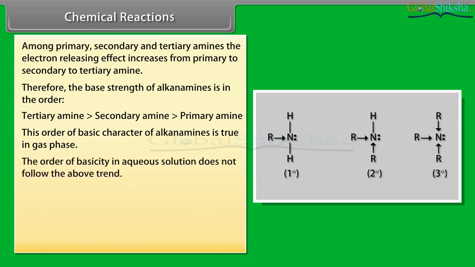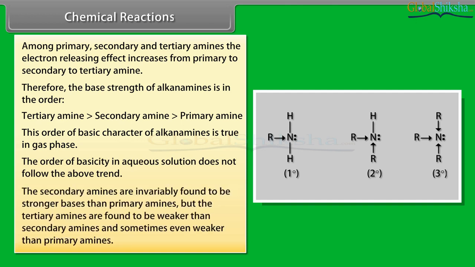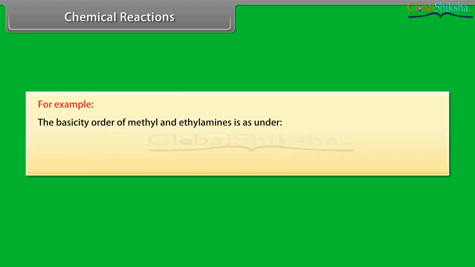The order of basicity in aqueous solution does not follow the above trend. The secondary amines are invariably found to be stronger bases than primary amines, but the tertiary amines are found to be weaker than secondary amines and sometimes even weaker than primary amines. For example, the basicity order of methyl and ethylamines is as follows.